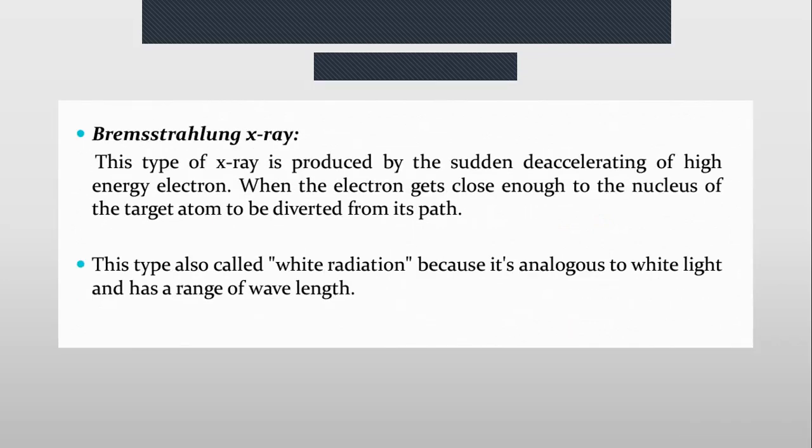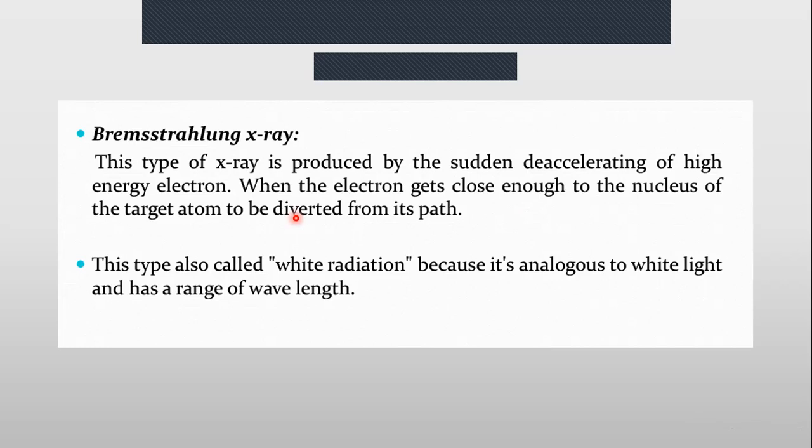The second one is the Bremsstrahlung X-ray. This type of X-ray is produced by the sudden deceleration of a high energy electron. When the electron gets close enough to the nucleus of the target atom, it will be diverted from its path. When the electron is coming from outside, it will have high energy and it will go to hit the nucleus inside.